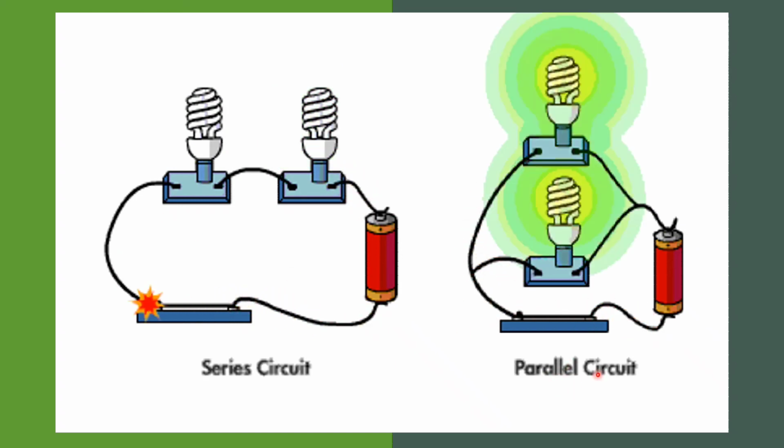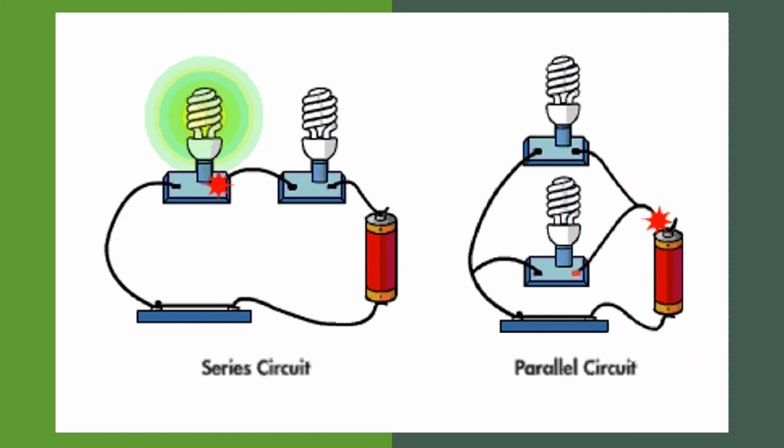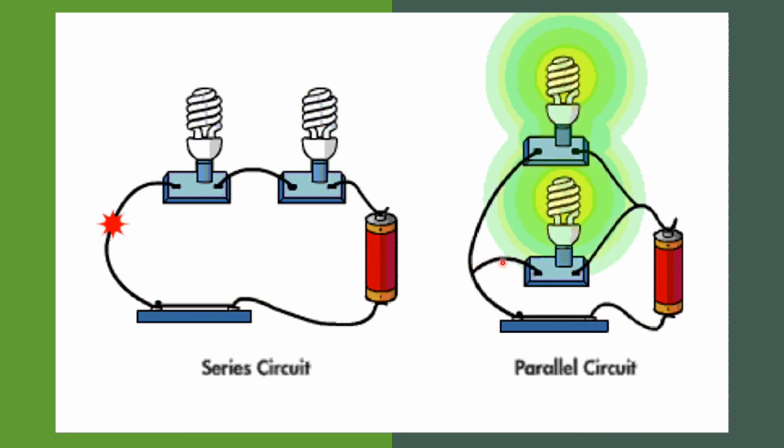But for the parallel circuit, look at this. There is a way here, and there is also a way here. So they are different. That's why if this wire breaks, it still works. It's not a problem, because only one bulb will be affected but the other bulb will not. That is the difference between the series circuit and the parallel circuit.